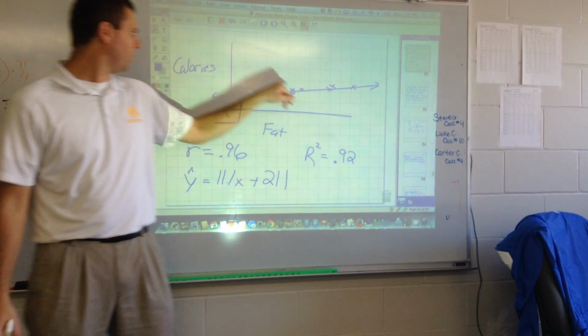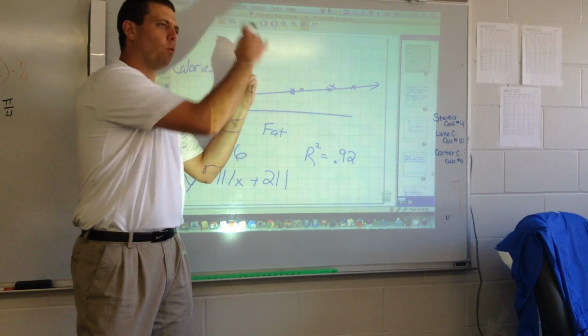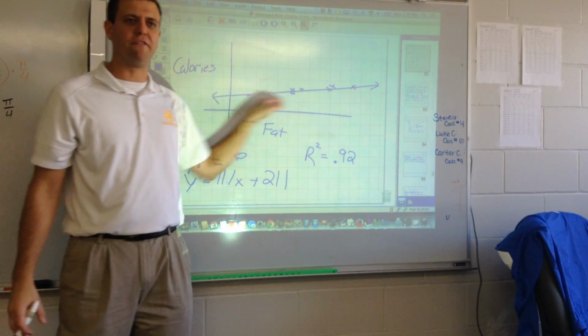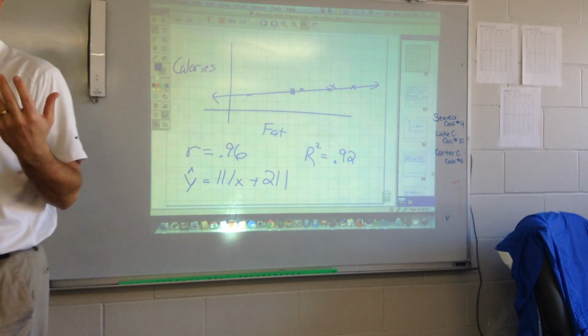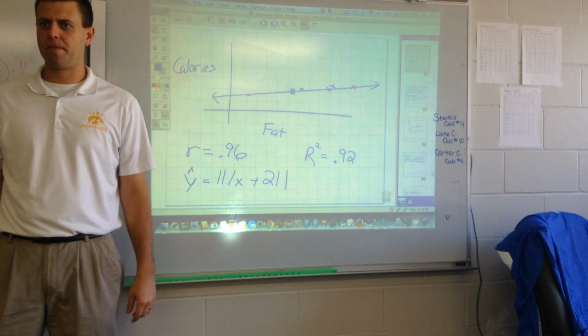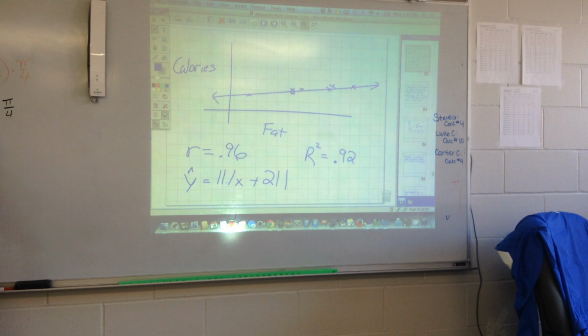92% of the variability in calories, so 92% of the reason why they vary a little bit, can be attributed to how the fat varies in a sandwich. But 8%, some other underlying factors are probably having an impact on why it varies just a little bit. So that's how you would describe that in a story problem, and you'll get a chance to do that with your practice.